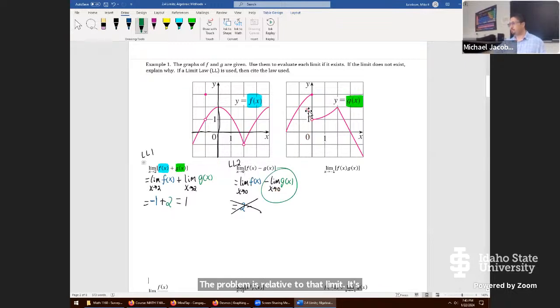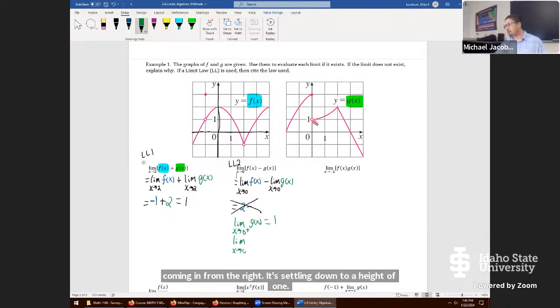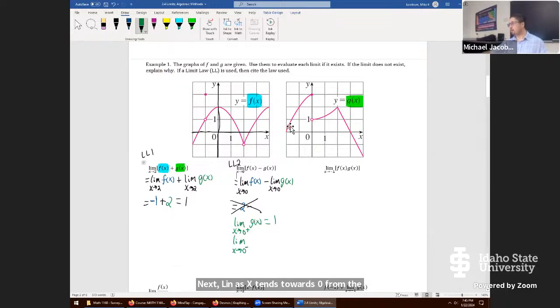As x tends towards 0, we have issues. There's two different values we could approach. And you might write out this. As the limit as x tends towards 0 from the right of g of x is calculated, that's a limit you can do. You're coming in from the right. It's settling down to a height of 1. Next, the limit as x tends towards 0 from the left. That one's heading up to a height of 3 altogether. And this information alone is enough to say the limit as x tends towards 0 of g of x does not exist. So DNE on this one.